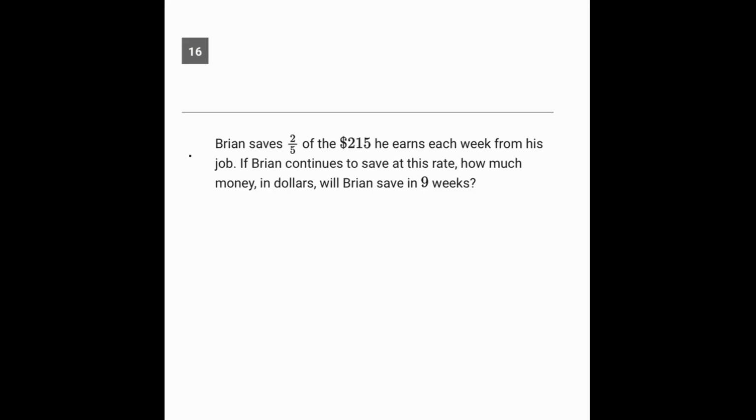In question number 16, we have sort of a complicated little situation to just get a hold of. So each week, Brian is saving 2/5 of the $215 being earned that week. So 215 times 2 divided by 5 on the calculator comes out to 86. Now he's saving this each week for 9 weeks. So let's just take that number and multiply it by 9, and that gives us 774, and that's our answer for number 16.